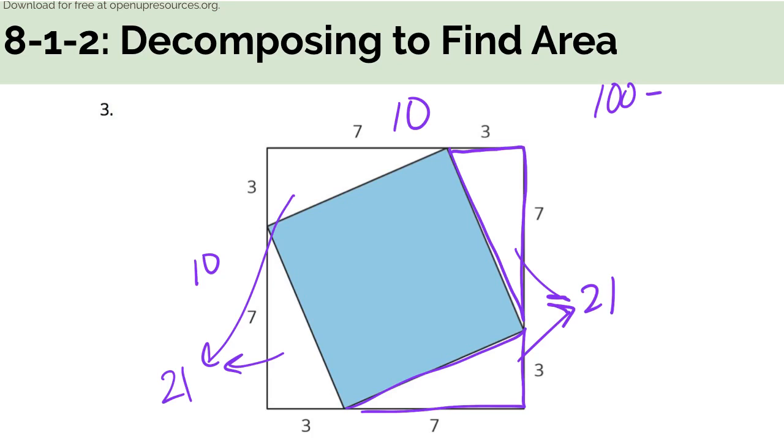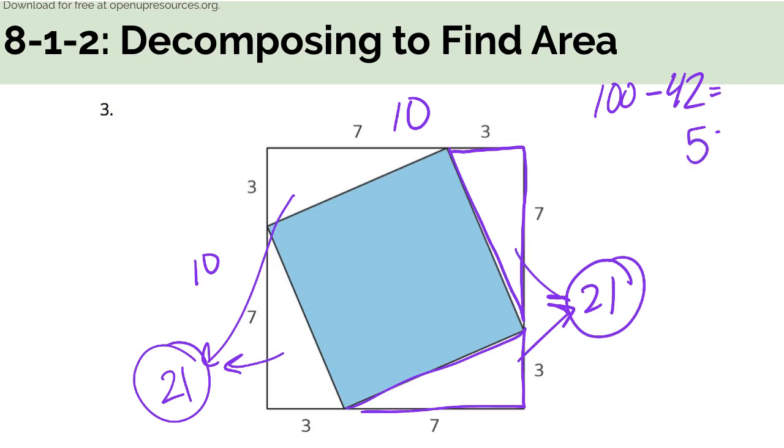Very similar thing here, even though we don't have grid lines anymore, they gave us some measurements. So my big outer square is 10 by 10, and the tilted square in the middle we're going to find by subtracting. I can see that if I put 2 of these triangles together, I would get a rectangle with area of 21. And so I'm going to subtract off that total of 42, 21 plus 21, which would give me an area of 58 square units.